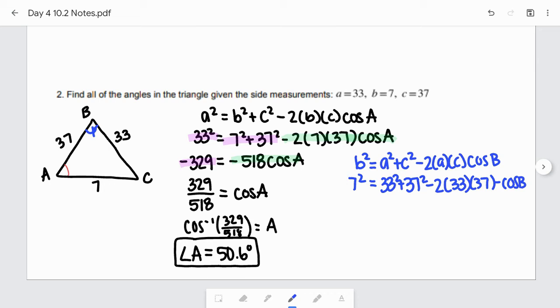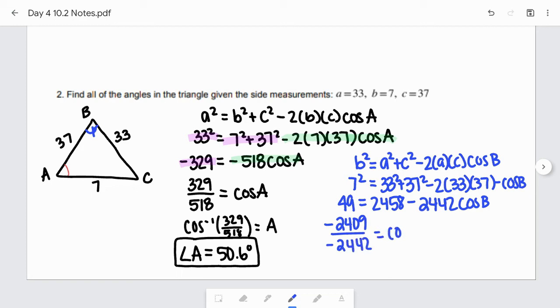If we do some algebra here, 49 is equal to 2,458 minus 2,442 cosine b. So I've got negative 2,409 divided by negative 2,442 is equal to cosine b. When we take the inverse, we will find out that the measure of angle B is approximately 9.4 degrees.